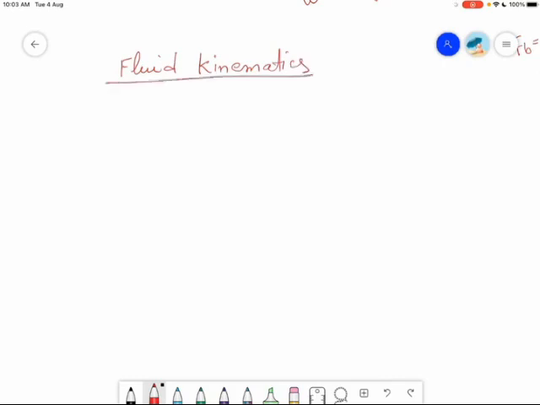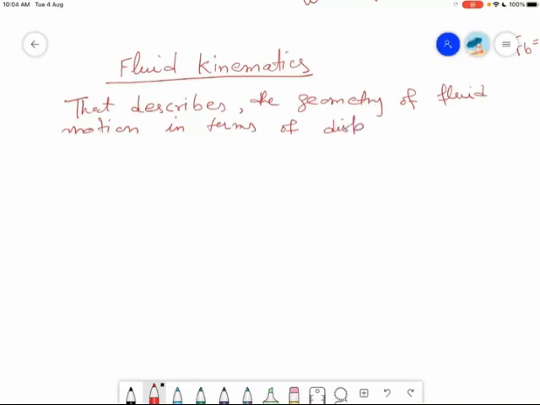Today we start with fluid kinematics. I already defined this when we discussed the introduction part. The simple definition of fluid kinematics is that it is the branch of fluid mechanics that describes the geometry of fluid motion in terms of displacement, velocity, and acceleration, or any other term that we derive from displacement and time. So that is fluid kinematics.